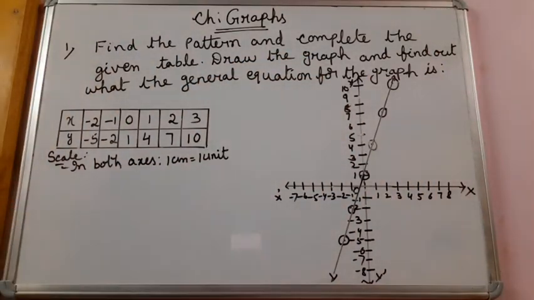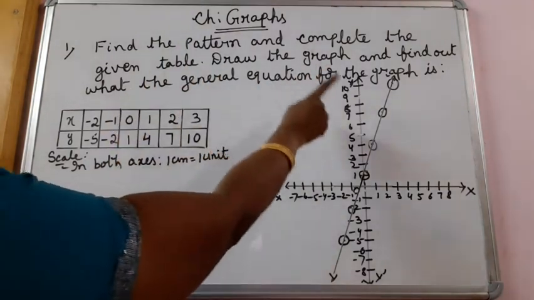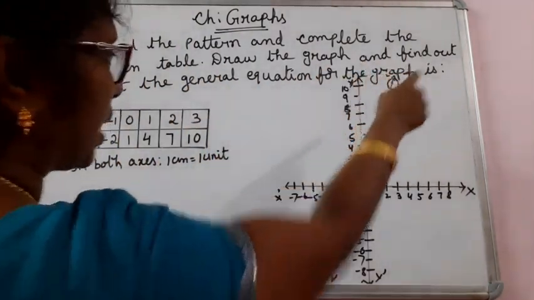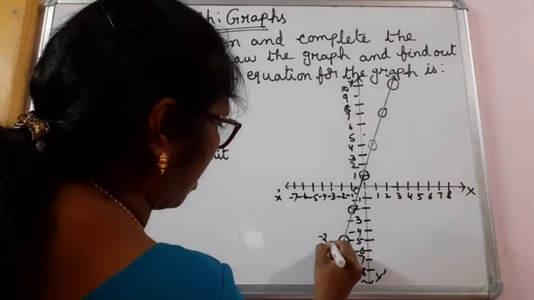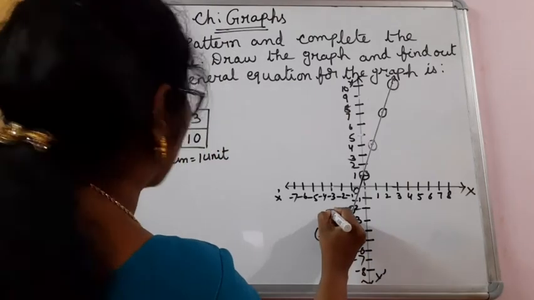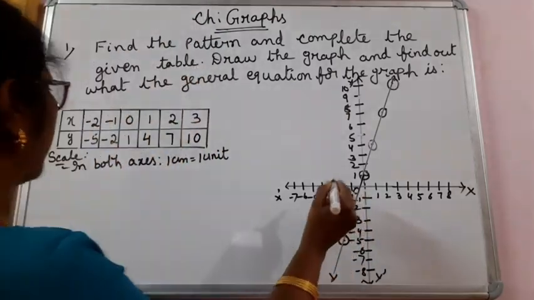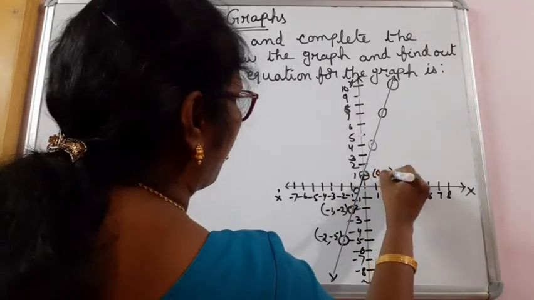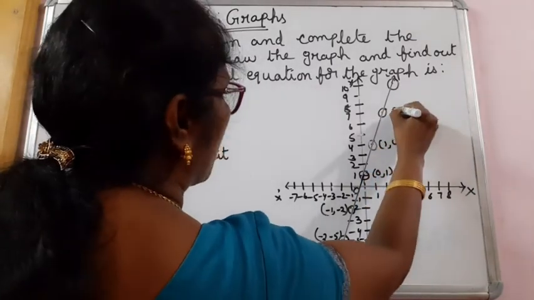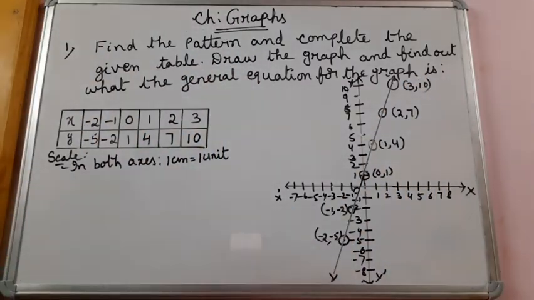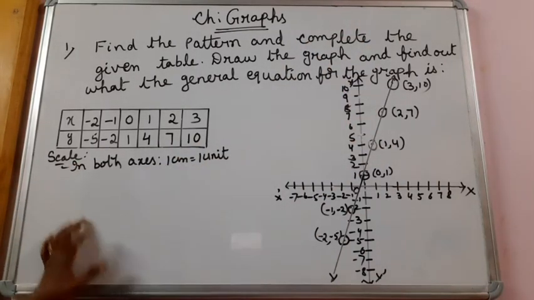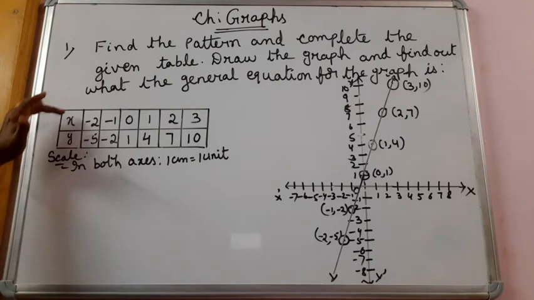Now the question is, find out what the general equation for the graph is. When we plot the points, you can write them here: -2, -5. This is -1, -2. It is good to write like this. This is 0, 1. This is 1, 4. This one is 2, 7. And this is 3, 10. We have marked the points and joined all the points, and we got the graph. Now we have to frame the equation related to x and y. What is the general equation for the graph?